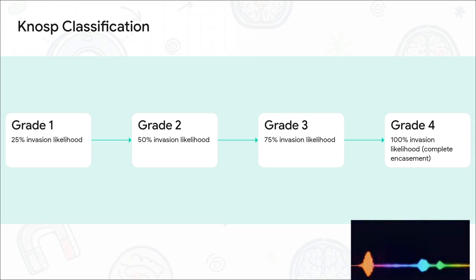So a grade 1 means there's about a 25% chance of invasion. Grade 2, that jumps to 50%. Grade 3, you're looking at a 75% likelihood. And if you see a grade 4, where the tumor has completely wrapped itself around that artery, well, that's a 100% chance of invasion. And you can bet the surgeon wants to know that before they go in.